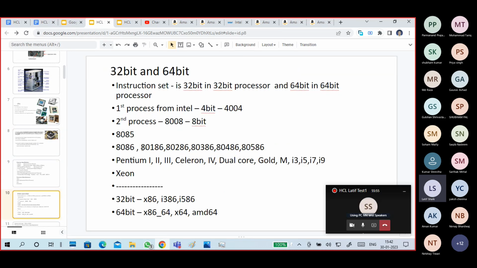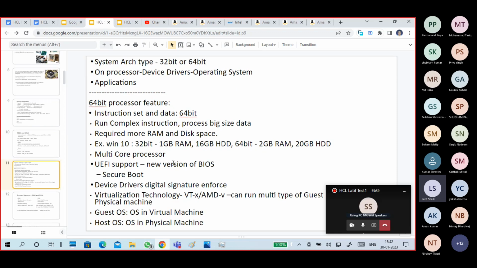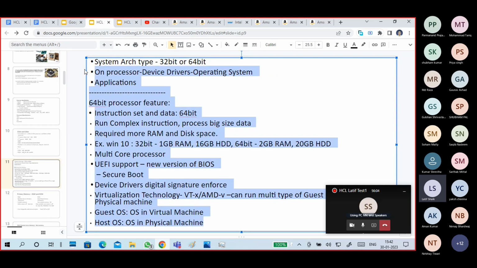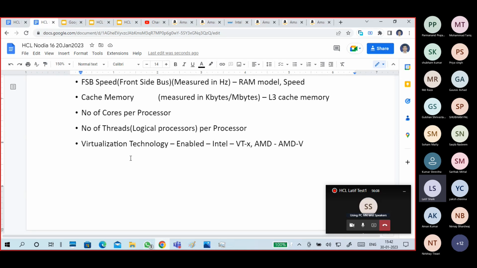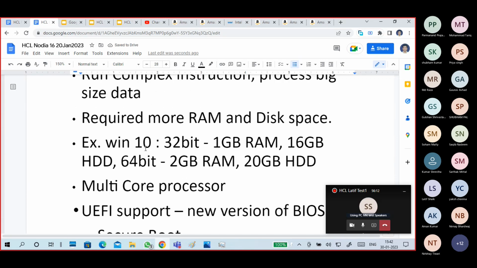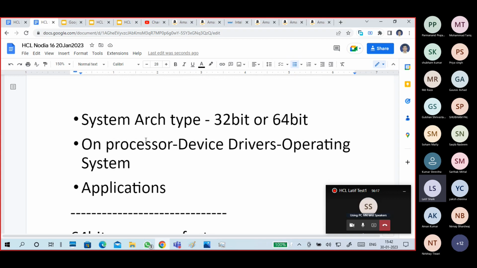Before we discuss this, we were told whether a processor is 32-bit or 64-bit. So what is the advantage or disadvantage of using 32-bit or 64-bit? What is 32-bit or 64-bit?